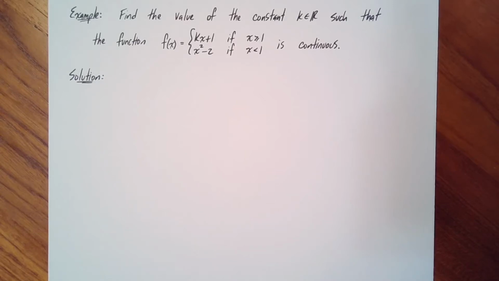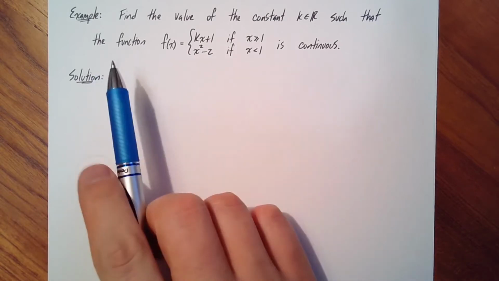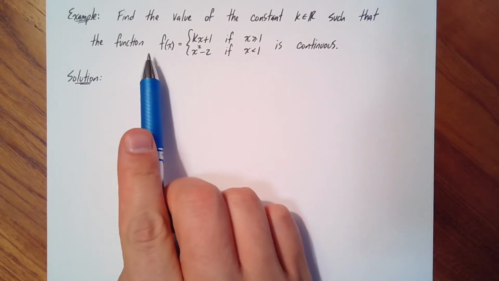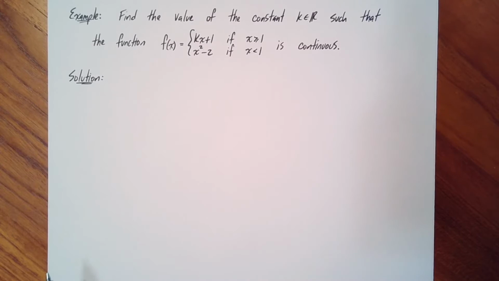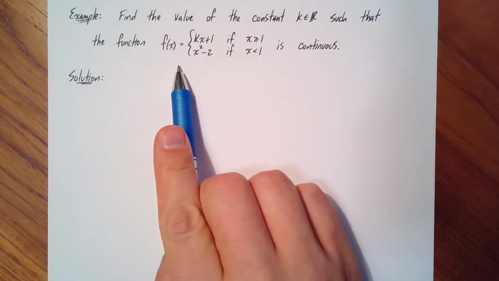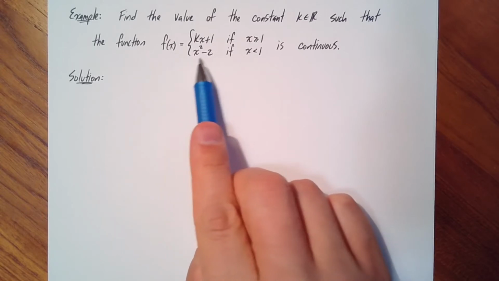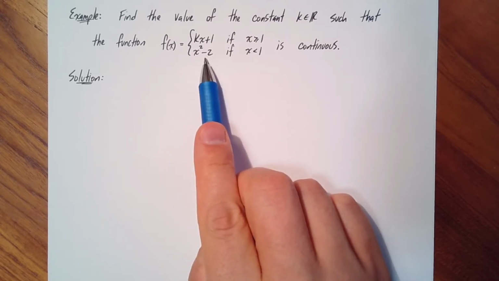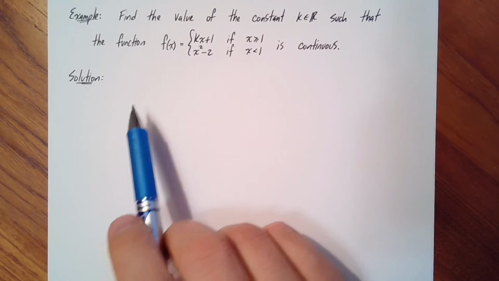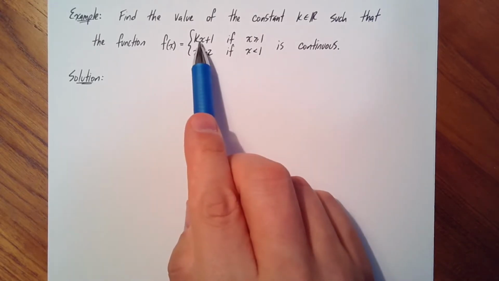Okay, so we'll finish this section off with an interesting example. Before you get too far into the details here, just look at the function first. You've got some function f, and it's defined as a piecewise function. So for the values of x that are less than 1, f of x is defined to be x squared minus 2. And for the values of x that are greater than or equal to 1, f of x is defined to be k times x plus 1.